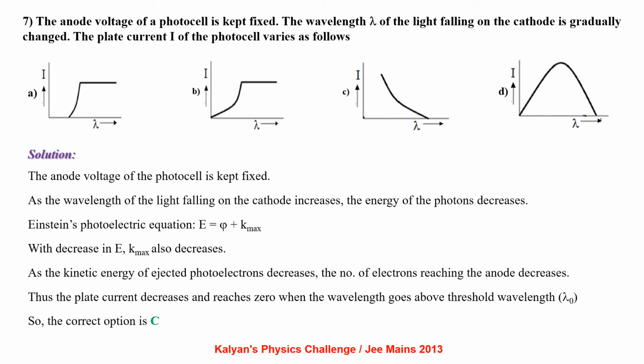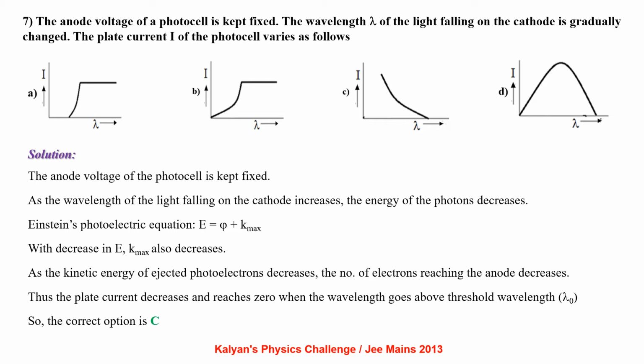The anode voltage of a photocell is kept fixed. The wavelength lambda of the light falling on the cathode is gradually changed. The plate current I of the photocell varies as follows. Given the anode voltage of the photocell is kept fixed, as the wavelength of the light falling on the cathode increases, the energy of the photons decreases.